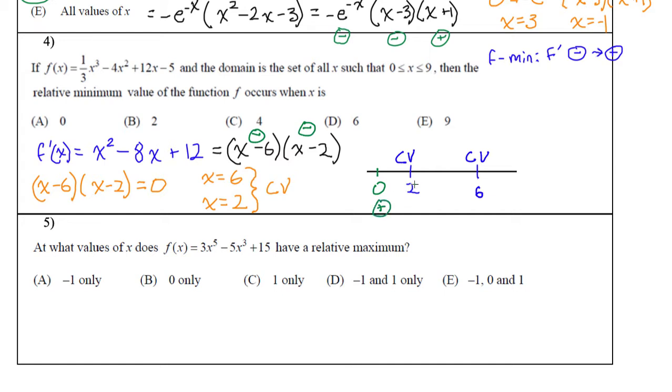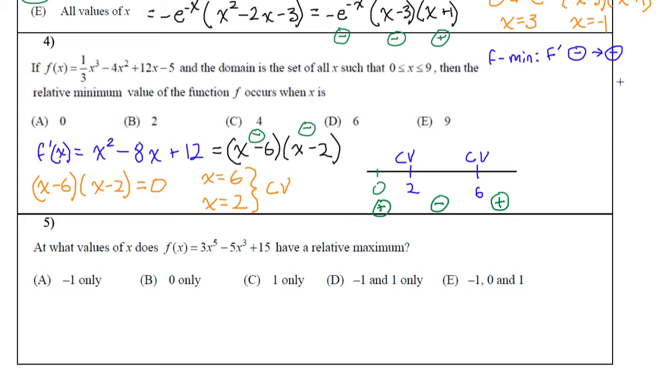Is it going to switch over when I pass over the critical value? Yes, because both of these are odd powers. So I'm going to switch signs to a negative and then switch signs again to a positive. From there, I don't even need to write increasing or decreasing because it's only asking me what the relative minimum is. This is the definition. Where do I change from a negative to a positive?